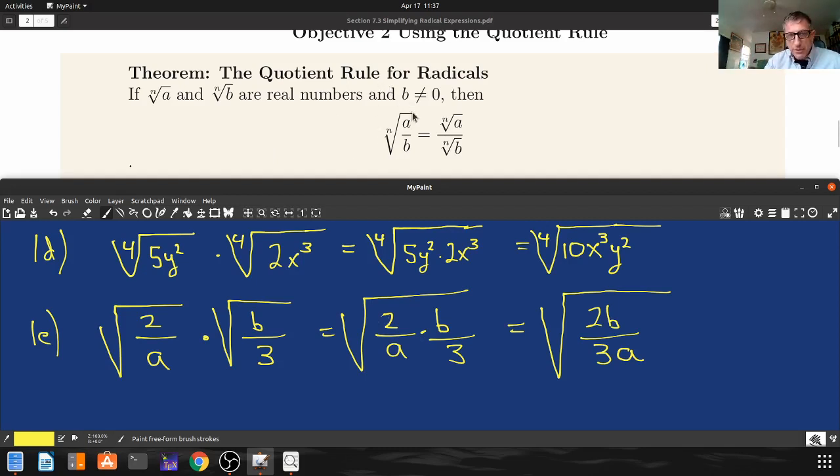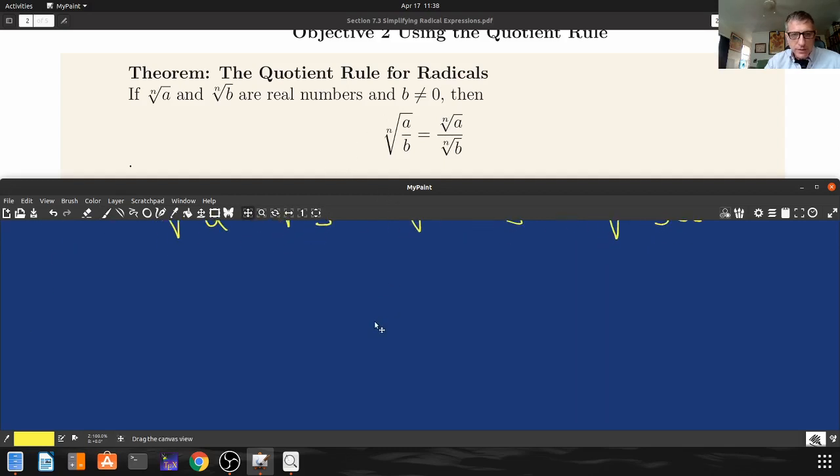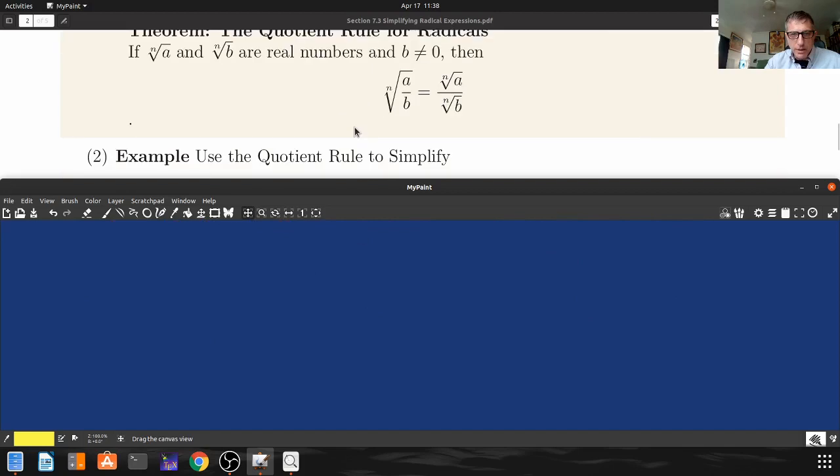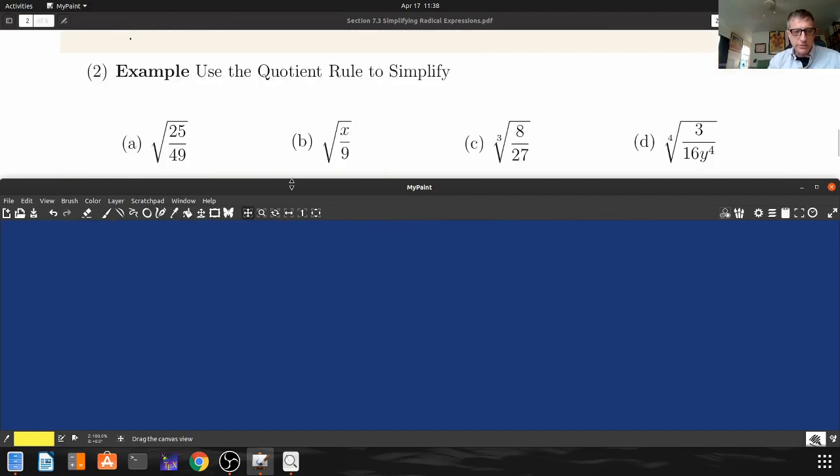Then the nth root of a divided by b is equal to the nth root of a divided by the nth root of b. And again, if you're given one side, you should be able to give me the other. And if you're given the right side, you should be able to give me the left. Always, when there's an equal sign, there are these two directions. So example 2a.